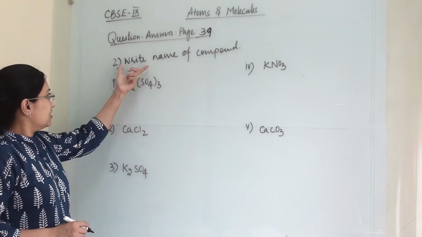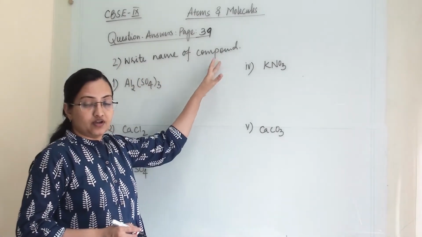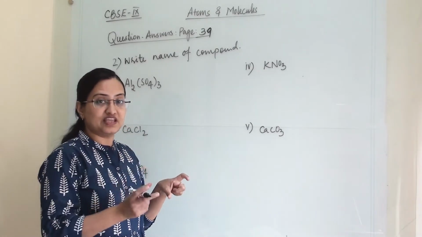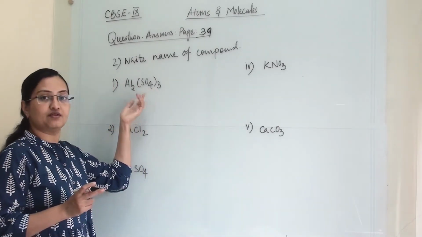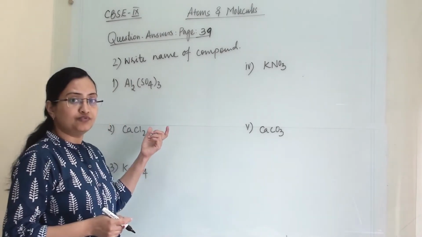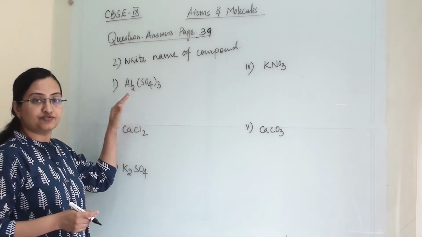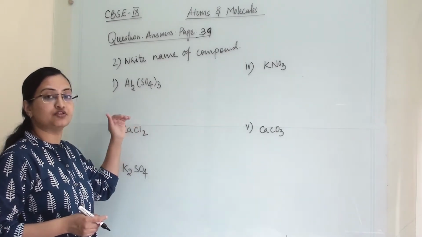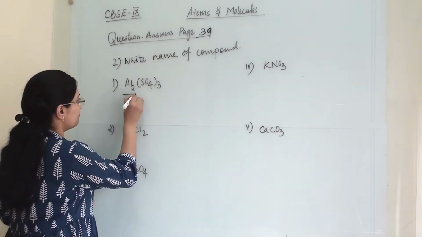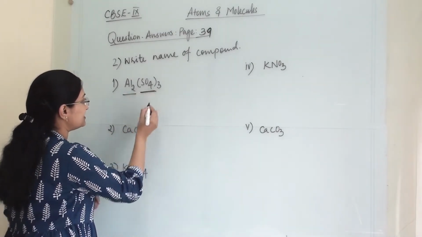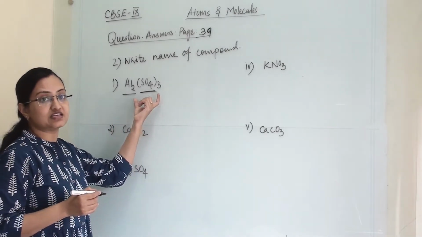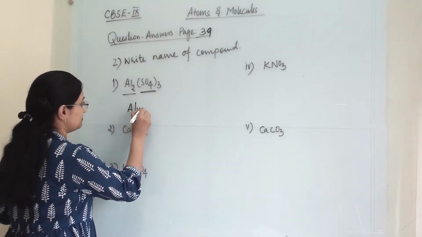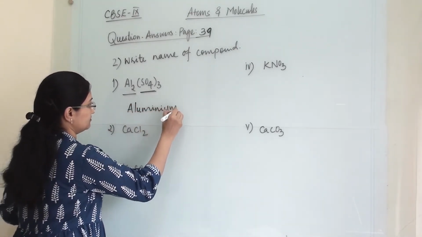Our next question: write the name of the compound. Earlier we wrote a molecular formula from the compound's name. Here, from the molecular formula, we have to write the name of the compound. How will we write the name of a compound? First we are going to see how many types of ions or how many types of atoms are present. In this, first is aluminium and second is a polyatomic ion, sulfate. SO4 is sulfate. So this is aluminium sulfate.